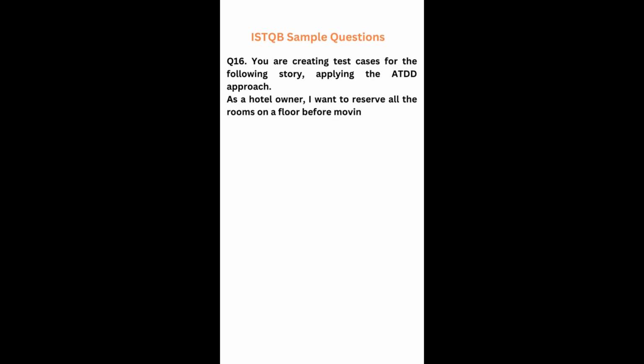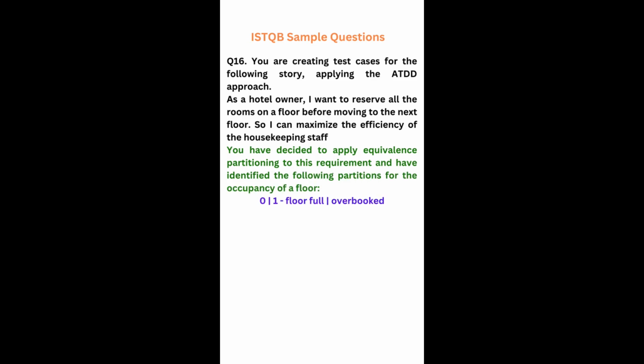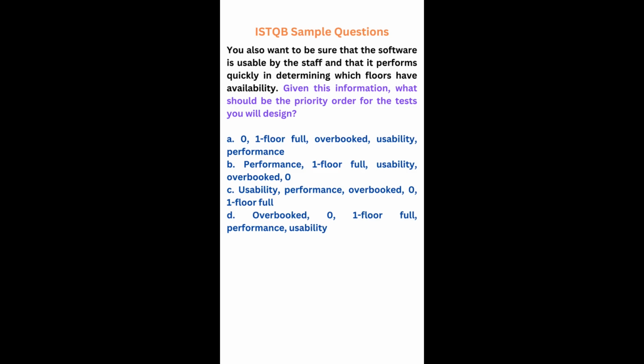Question 16. You are creating test cases for the following story, applying the ATDD approach. As a hotel owner, I want to reserve all the rooms on a floor before moving to the next floor, so I can maximize the efficiency of the housekeeping staff. You have decided to apply equivalence partitioning to this requirement and have identified the following partitions for the occupancy of a floor: 0, 1 floor full, overbooked. You also want to be sure that the software is usable by the staff and that it performs quickly in determining which floors have availability. Given this information, what should be the priority order for the tests you will design?